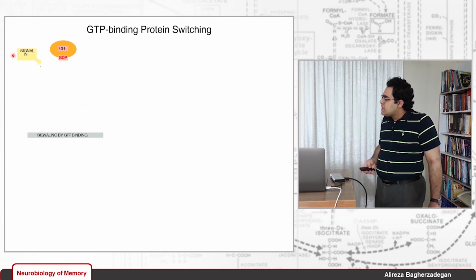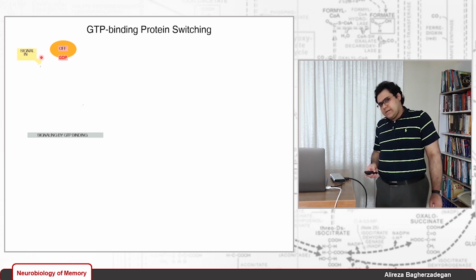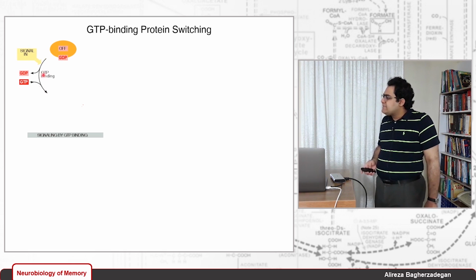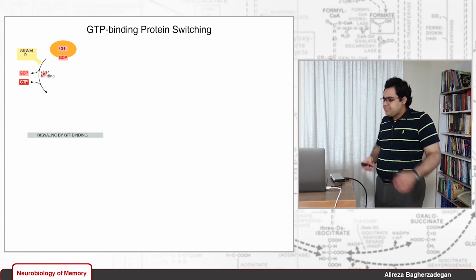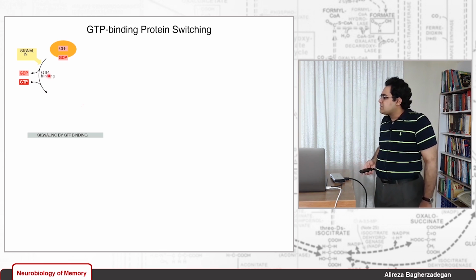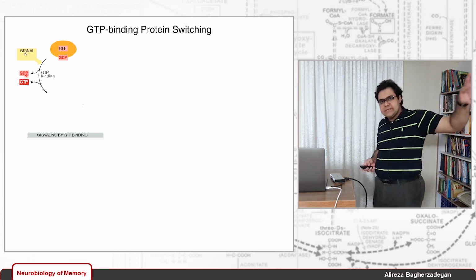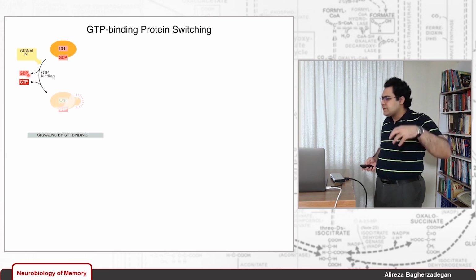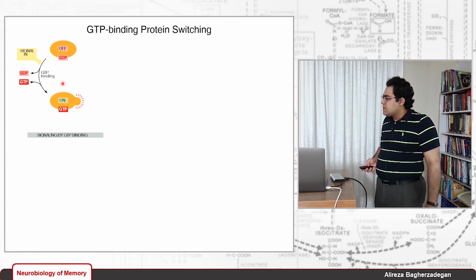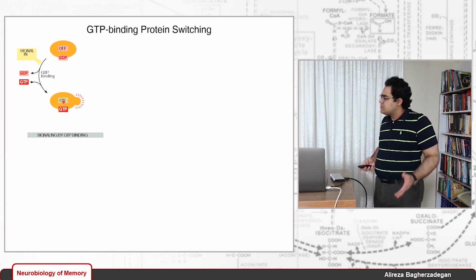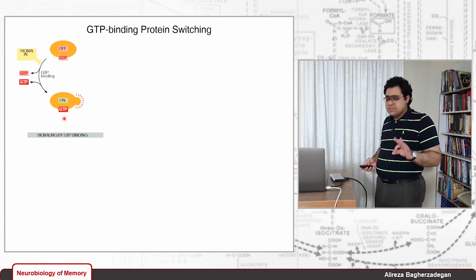Now a signal comes in. The signal activates a set of chemical reactions by which GTP binding happens. GDP gets out, and GTP comes in. And what do we have now? An active G protein. Why? Because GTP, a triphosphate, is bound right now.